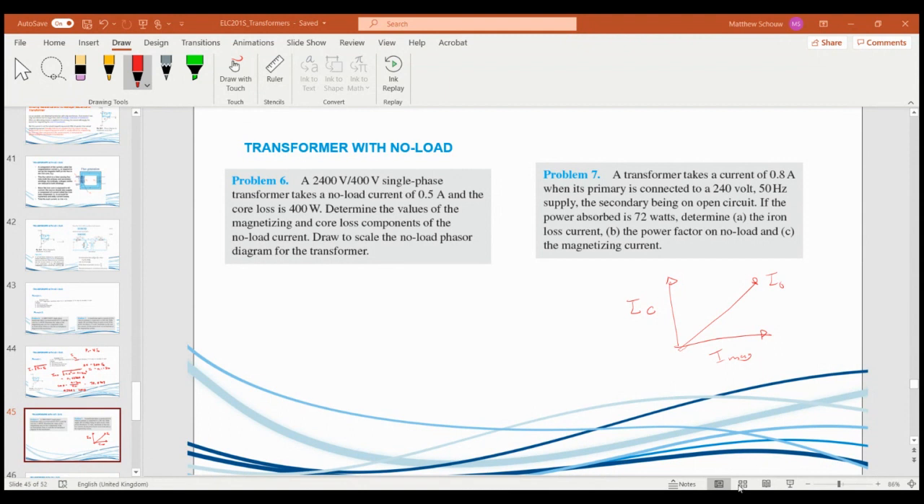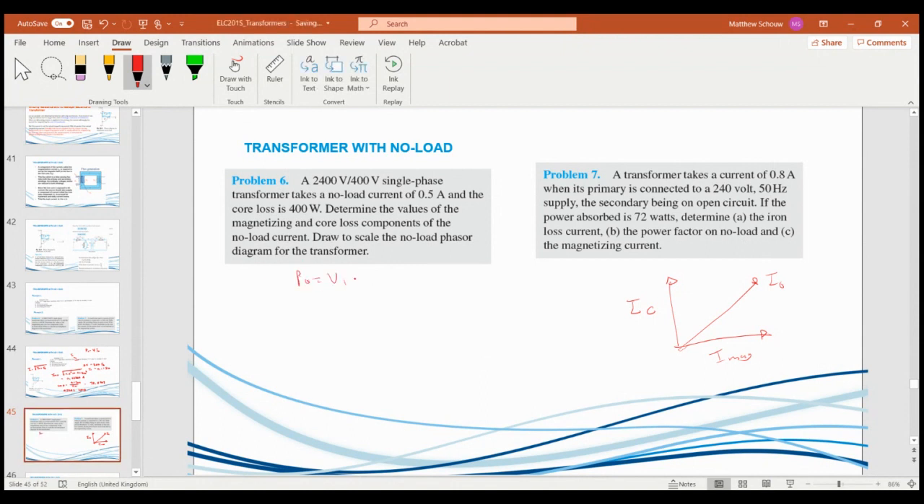Okay, so let's just quickly see. 2400 is the line. Basically, you have to use that to find your core loss. That is correct. That's the one you're always going to want to use for that. So I could just show it to you here.